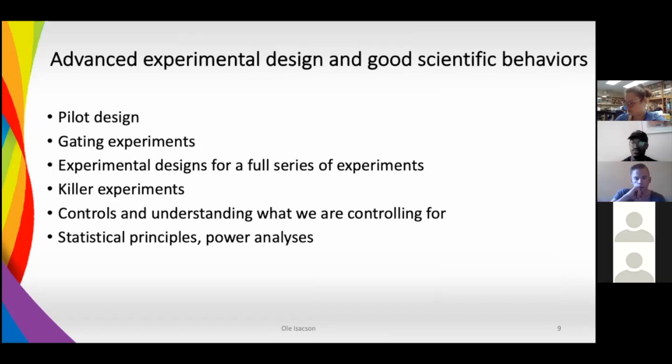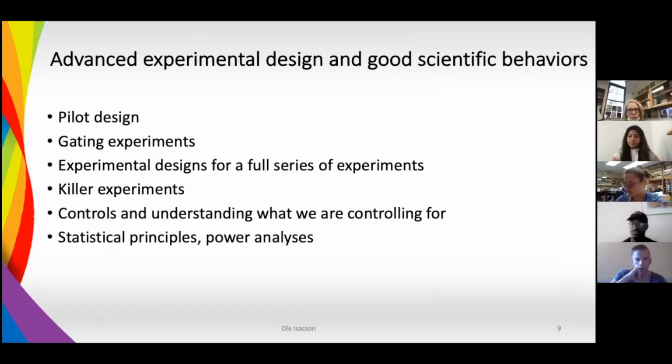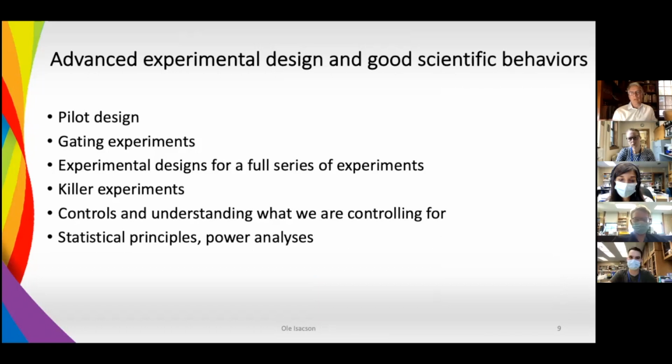institute or elsewhere. That's, of course, a pilot design. And I like it, and Penny too, when we do experiments that are methodological for pilot, because you can be so misled by small experiments. Gating experiments is something that you've heard and we'll talk about. And then a small series versus a full series of experiments.